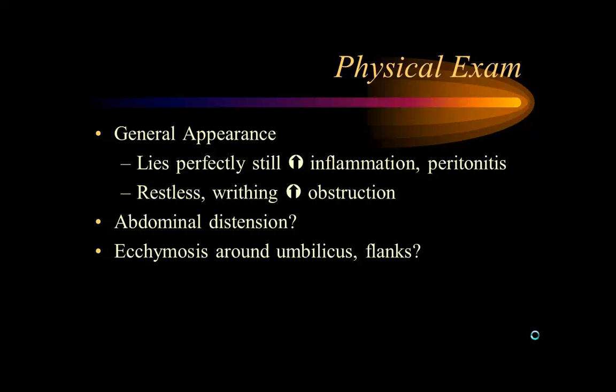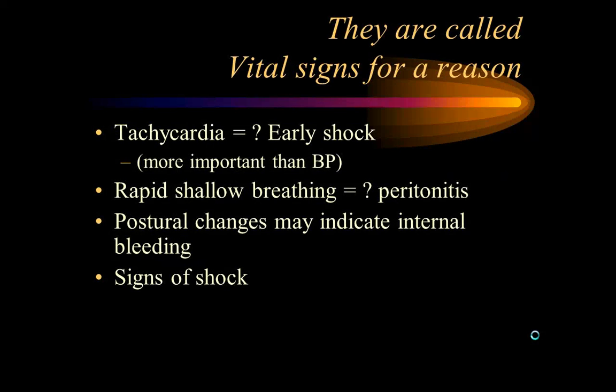Distension, ecchymosis around the umbilicus or flanks, which is Cullen's sign or Grey Turner's, which we'll see in a little bit. Tachycardia, shallow breathing, which is another telltale sign for peritonitis, and then any of the postural changes and signs and symptoms of shock.